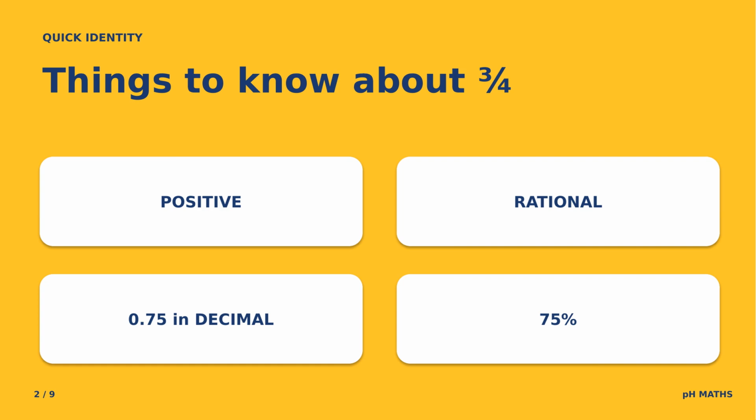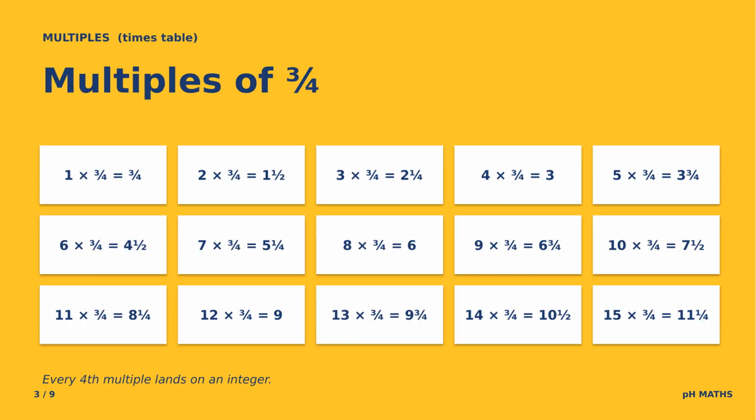Quick identity check: 3/4 is positive, 3/4 is rational. As a decimal, it's 0.75, clean, terminating. As a percentage, it's 75%. 3/4 plus 1/4 equals 1, so 3/4 is the natural complement to the quarter. Whenever you see 25% off in a discount question, what's actually paid is 3/4 of the original.